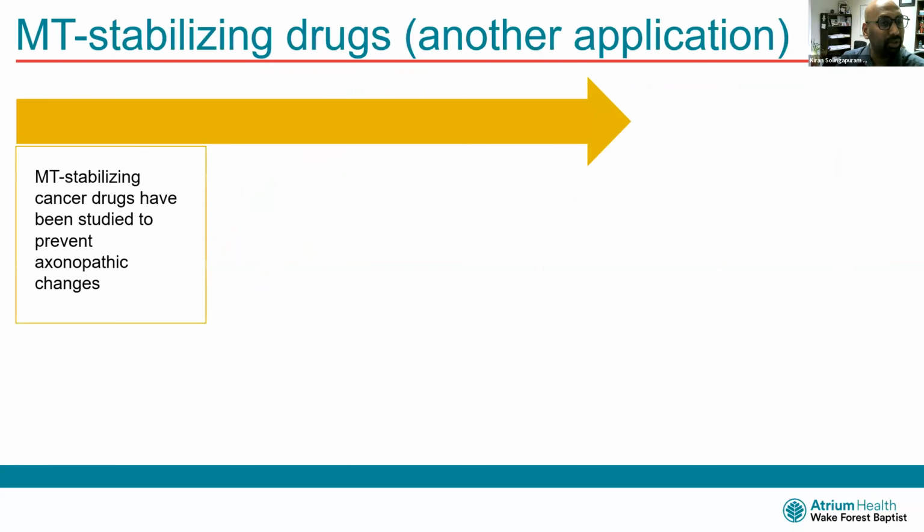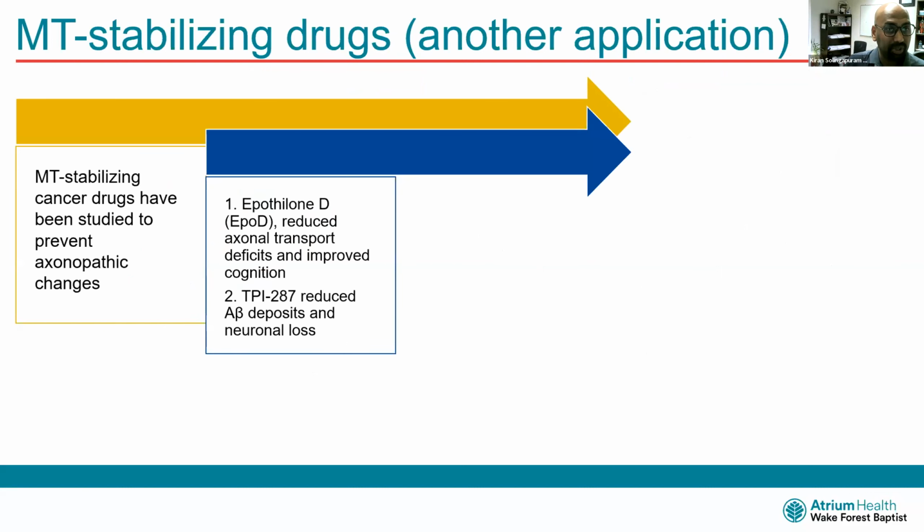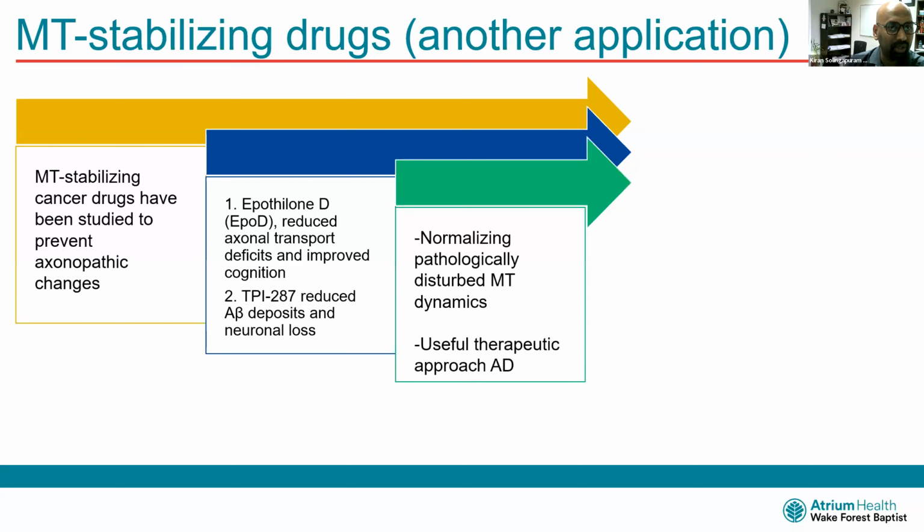So on that, we went to another important application, I do want to bring it up: a lot of MT stabilizing cancer drugs have been repurposed to be used for preventing axonopathic changes. For example, ApoD is being used in clinical trials to reduce some axonal transport deficits and has shown some improved cognition. And also another compound, TPI 287, a microtubule stabilizing agent, reduced amyloid beta deposits and neuronal loss. So it almost makes it clear that normalizing pathologically disturbed microtubules is very important as a treatment strategy.